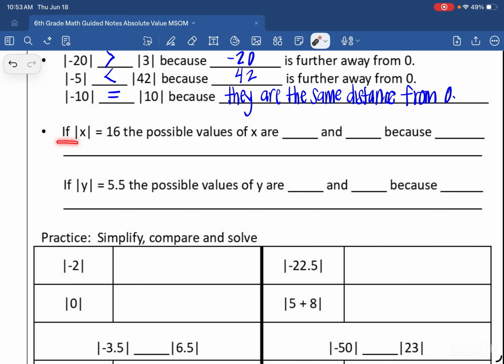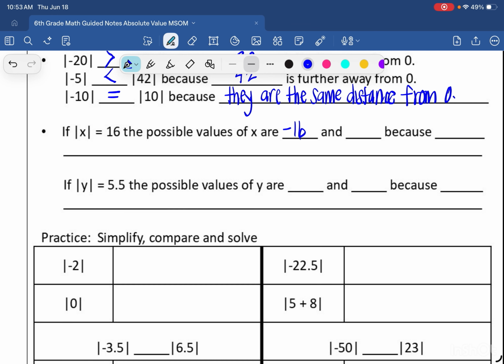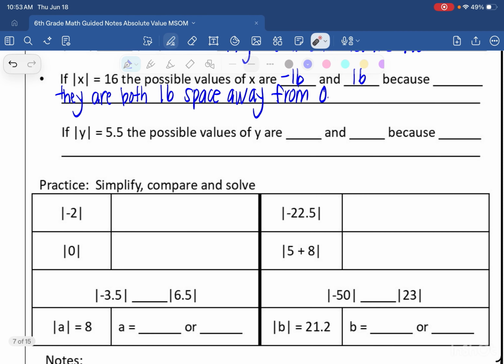If the absolute value of x equals 16, the possible values of x are -16 and 16, because -16 and 16 are both 16 spaces away from 0. If the absolute value of y equals 5.5, the possible values of y are -5.5 and 5.5, because they are both 5.5 spaces away from 0.